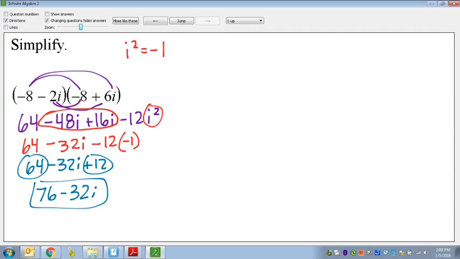So the important thing to remember here is that i squared, right here, i squared equals negative 1. So when you multiply two i's together, it becomes i squared, and make sure you change the i squared to negative 1, and then make sure you add and combine like terms appropriately. So there you go, multiplying with imaginary numbers.